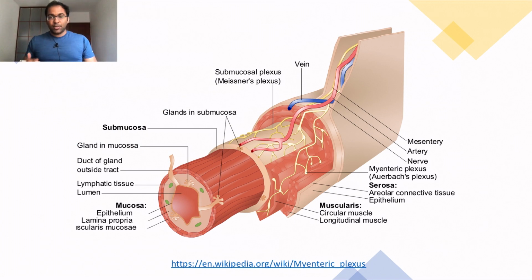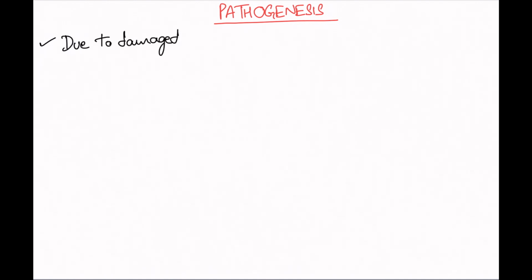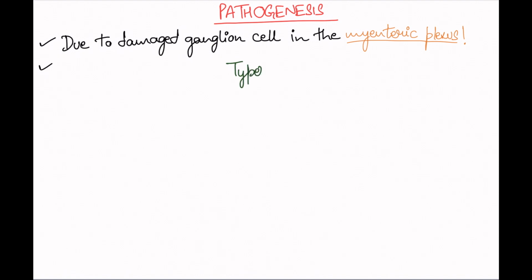Now this is the same picture that I just drew in the previous slide, and exactly the same layers of the GI tract are shown in this picture, and you guys can take a minute to look at this picture and understand, because it's really important to know the disease. Now let's talk about the pathogenesis of achalasia. In achalasia, there is a damage to the ganglionic cells present in the myenteric plexus or the Auerbach's plexus.